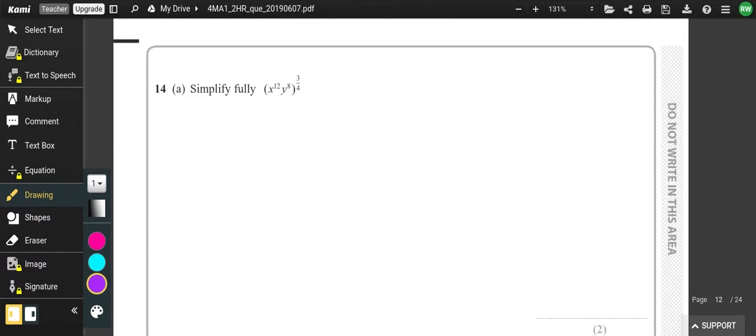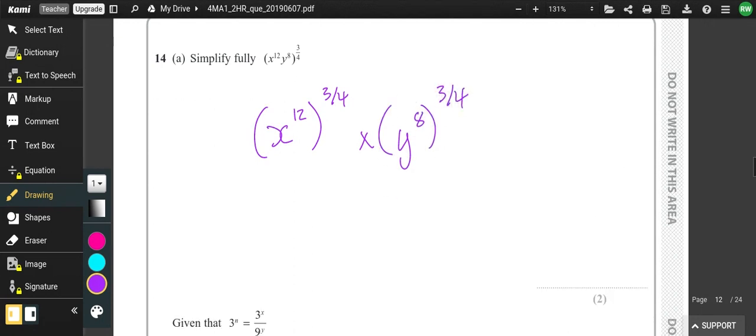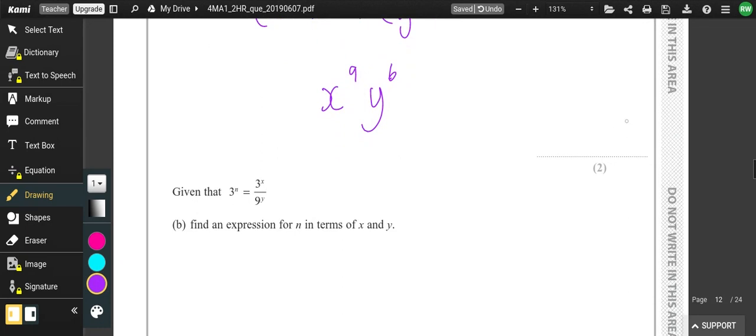For question 14, we multiply these out separately. So x to the 12 times 3/4 multiplied by y to the 8 times 3/4. So 12 times 3/4 is x to the 9 and y to the 6.